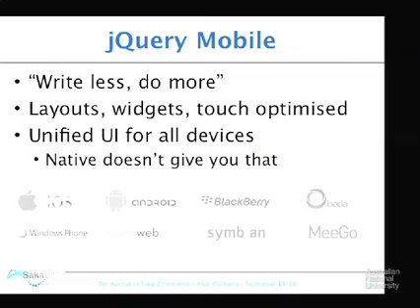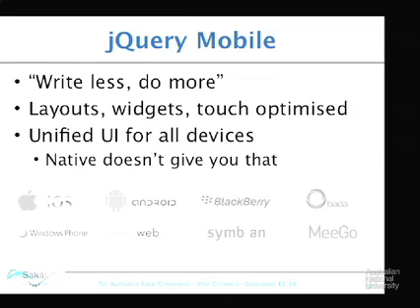And one of the other things that jQuery Mobile does is, because it works on so many different mobile devices, as you can see at the bottom here, iOS, Android, BlackBerry, Symbian, Palm, Windows Phone. I've never heard of Bada or MeeGo, but it supports those as well.